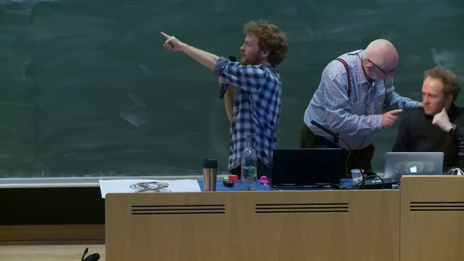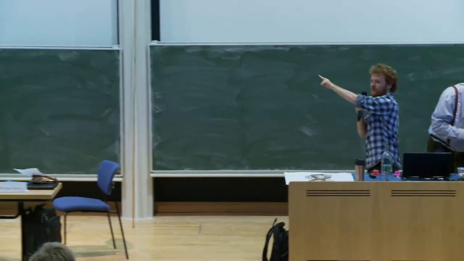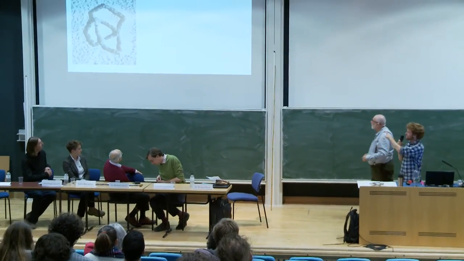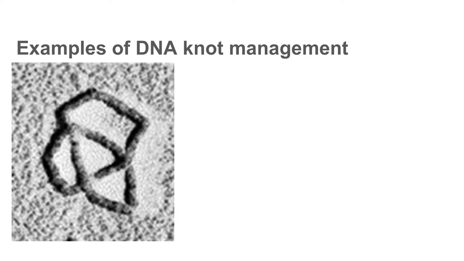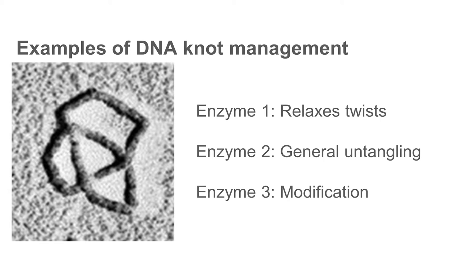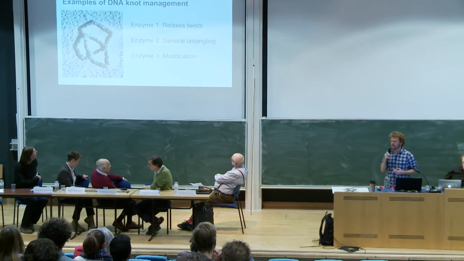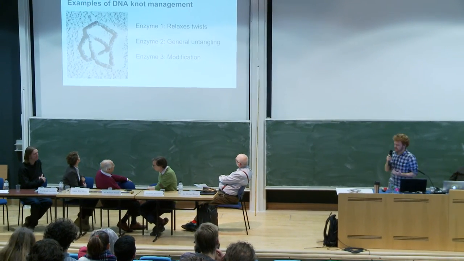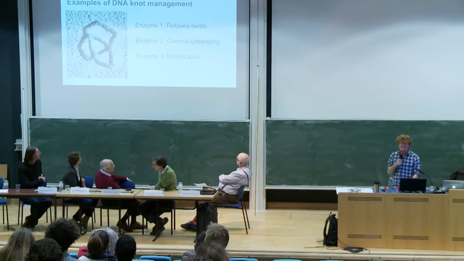Okay, so you all recognise this knot that we've got on the screen here, but you've probably not seen it in this form before. That is DNA under an electron microscope, and that strand is about 20 hydrogen atoms thick. And I'm going to show you some enzymes. Enzyme number one is going to relax twists in DNA. Enzyme number two is going to do general untangling of DNA. And enzyme number three is modification of DNA. And enzymes are really the way that you want to think about DNA and knot theory. It's certainly the thing that DNA and knot theory is applied to understanding.